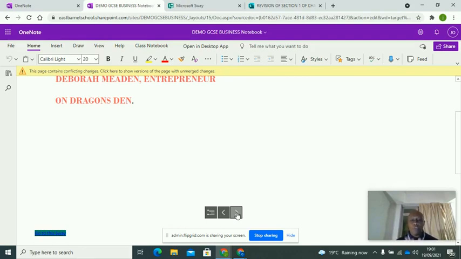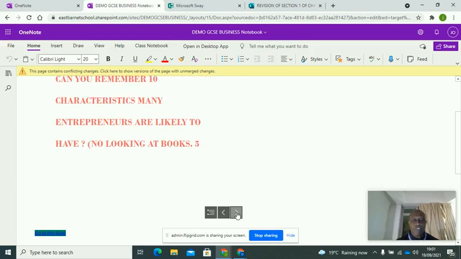Now, why am I showing you Deborah Meaden? Because we actually talked about the characteristics that an entrepreneur is likely to have. And what I'm trying to bring out here is that if you ask any of the pupils, they will know so many characteristics. The idea is that you can use some of these key terms like resilience, determination, persistence. You can use that to help you in your essays.